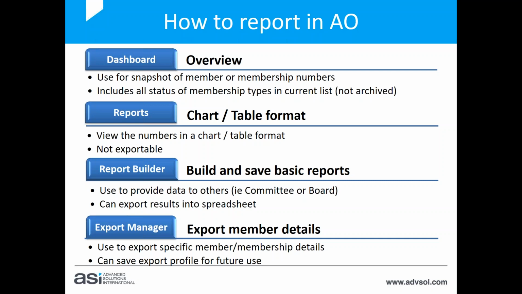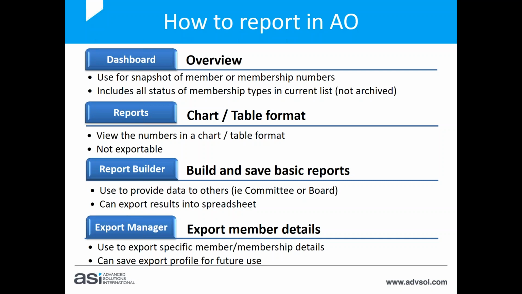So we'll start with the dashboard. The dashboard report is an overview of your numbers, basically. It's a snapshot of member or membership numbers. It includes all status of membership types in your current list, those that are not archived. So it doesn't matter whether they're active, they're expired, they're pending payment, if they are not archived, therefore they're in the number list.